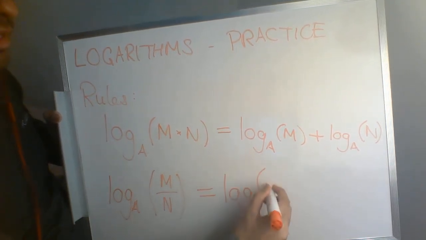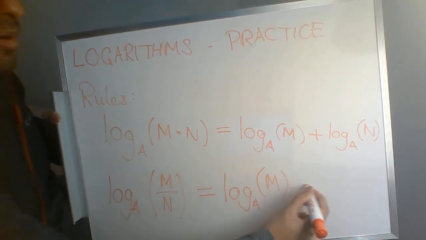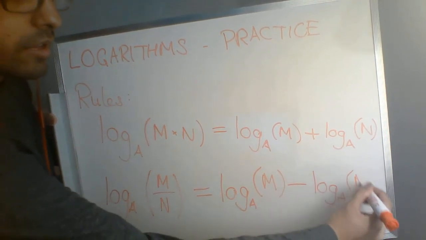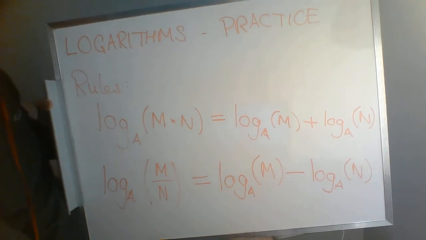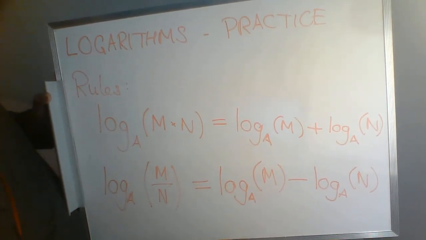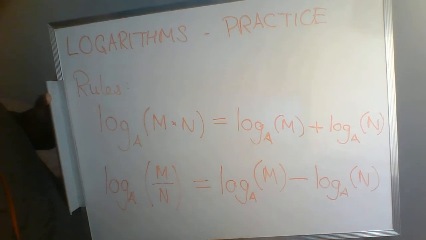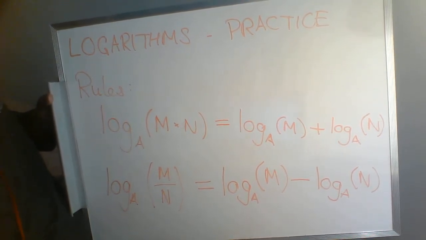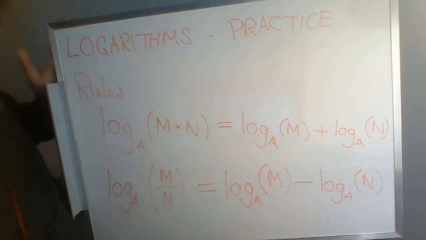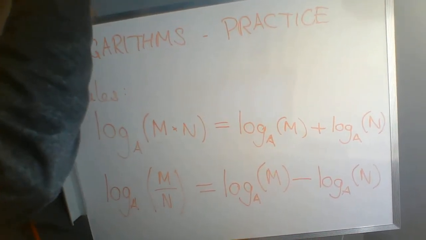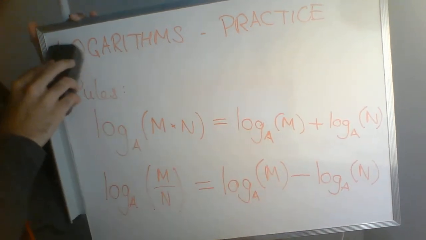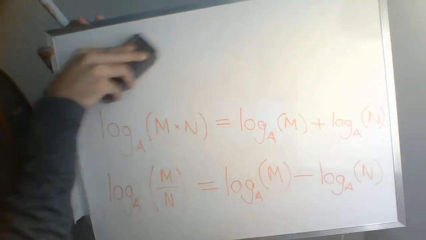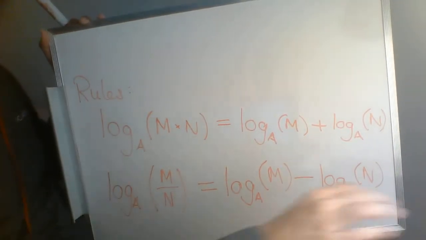It's going to be log base a of m minus log base a of n. Alright? So those are two useful properties of logarithms, and I'm going to use both of these properties to show you one more. Actually, to show you one new one, which we're not necessarily going to use very much, and also one of the ones that we've already talked about.